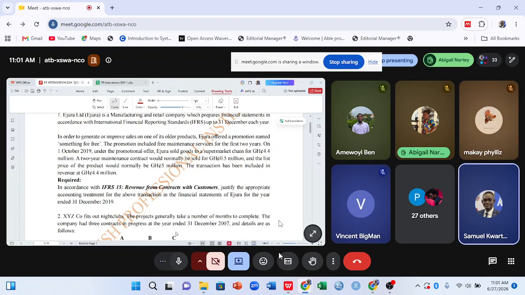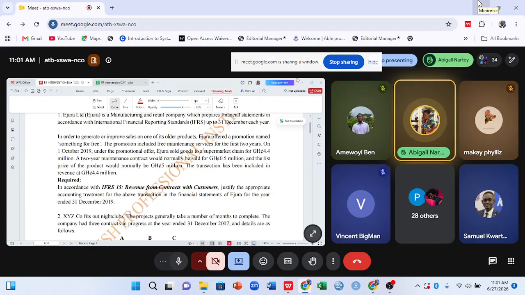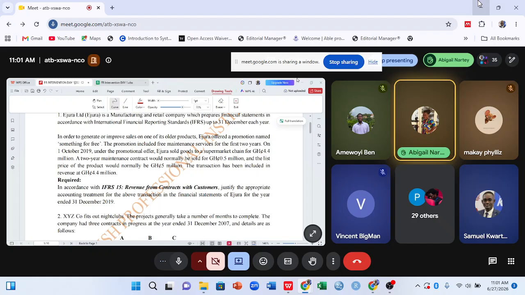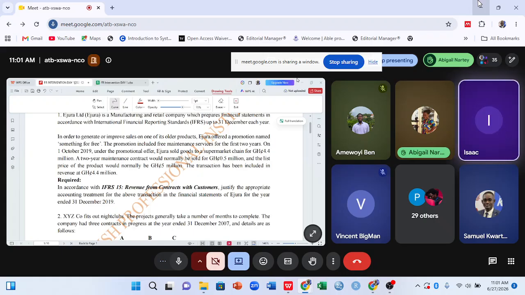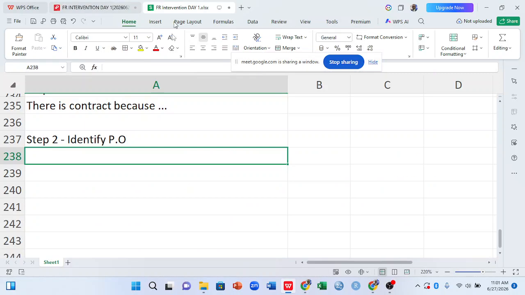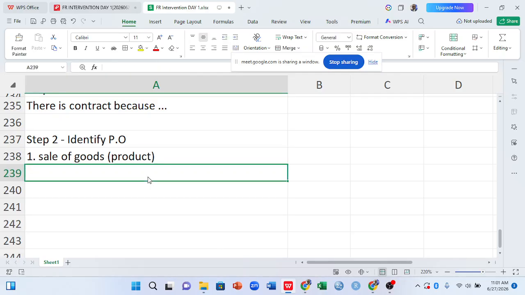Yeah, Abigail. With a 2-year maintenance contract. So a 2 year maintenance contract. Okay, and what else? And then the sale of the goods. The sale of goods. So yeah, you're right, so it's two. Someone will say sale of products, sale of goods, still the same. And then the maintenance service, which was for 2 years.